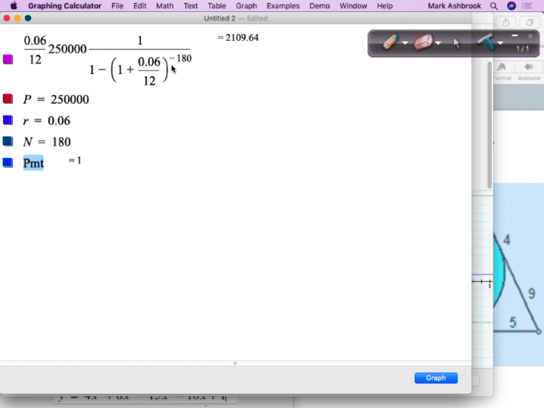So we want payment to equal what? R divided by 12 times, so now we can make a formula out of those parameters. R divided by 12 times P times 1 over 1 minus, what is it? 1 plus R over 12 to the negative N power.